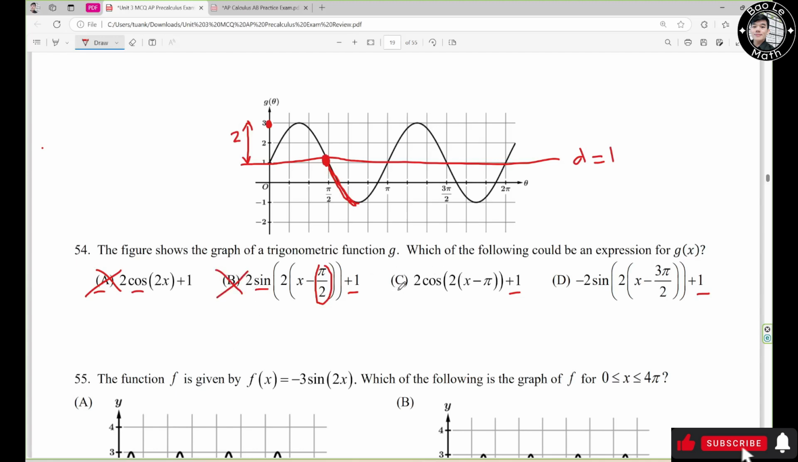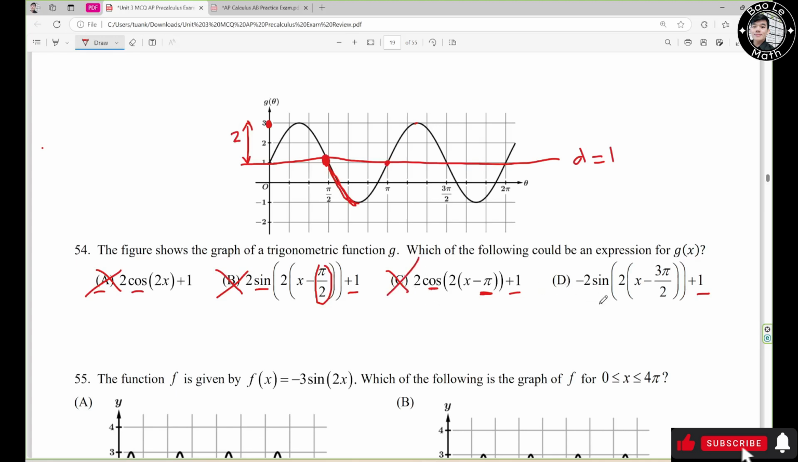Now, answer choice C, there's a phase shift pi units to the right, which means it's going to be right here, right? But this is a cosine function, so you need to either start from the maximum or minimum, right? Right at pi right here, there is no maximum or minimum, right? Pi right here is at the midline, so answer choice C is wrong.